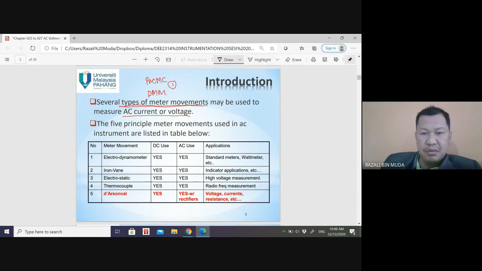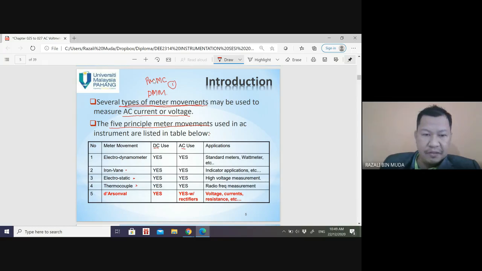The 5 principal meter movements used in AC instruments are listed below. First is the electrodynamometer, which can be used to measure DC and AC. Second is the iron vane meter movement, which can also measure AC and DC. Third is the electrostatic meter movement, for both AC and DC. Number 4 is the thermocouple meter movement, for both AC and DC.